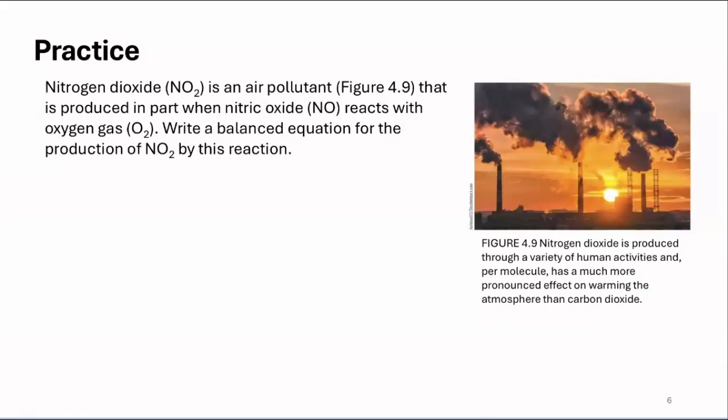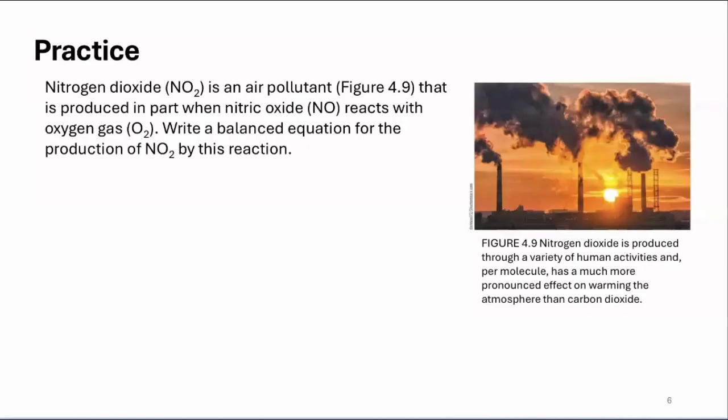Another important skill when it comes to this is word problems, meaning a reaction is given to you and you need to write the balanced chemical equation. In this practice problem, it reads: nitrogen dioxide is an air pollutant that is produced when, in part, nitric oxide reacts with oxygen gas. Write a balanced equation for the production of NO2.